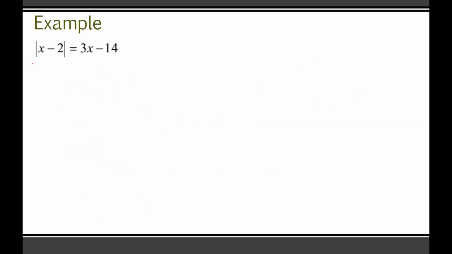First things first, get your absolute value piece all by itself. And what do you know, it already is. So what we can say is x minus 2 could equal 3x minus 14. Or x minus 2 could equal the negative version of this. So negative, and then in brackets, 3x minus 14.